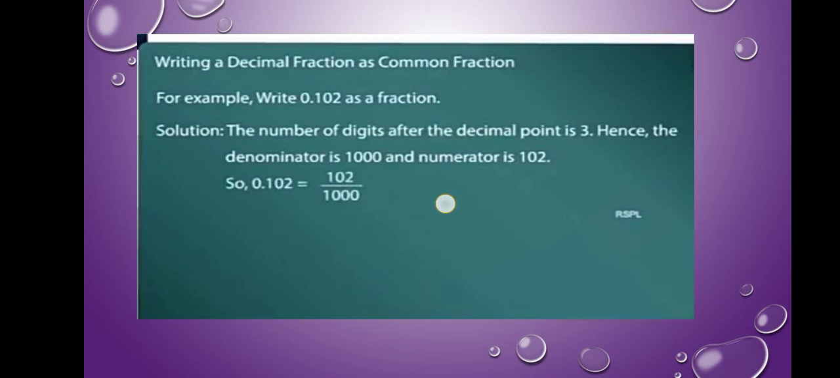Same way here. For example, we have 0.102 as a fraction here. So how to write this in the form of a common fraction? The number of digits after the decimal point is 3 here: 1, 0, 2. So 3 digits we have after the decimal point. So the denominator will be 1000. So we can write 102 by 1000.